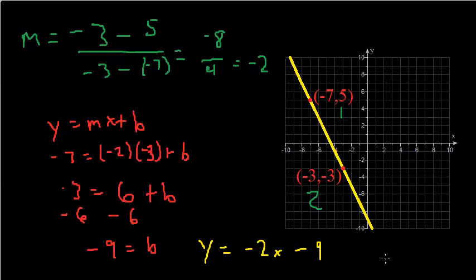We also see here that this y value of -9 for our y-intercept makes sense since our line crosses the y-axis at the point (0, -9). So this indeed is the equation for this line.